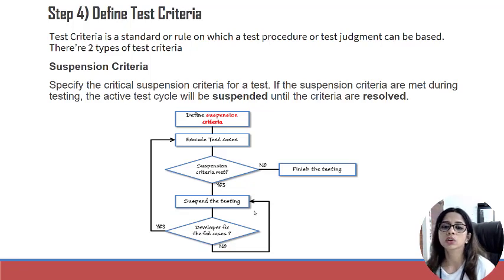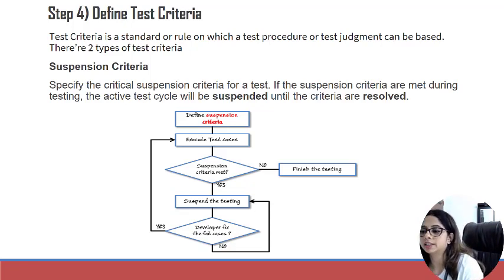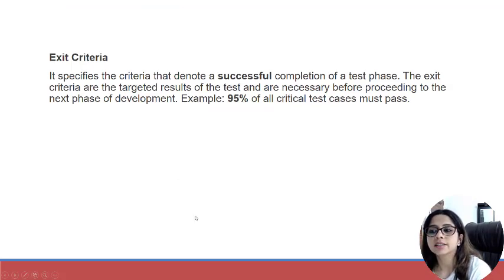So that's how suspension criteria is one criteria wherein you have to stop testing. The second test criteria is exit criteria. Exit criteria means when can you say that yes, you have to stop testing, as in you have completed the testing. Your successful testing is done.